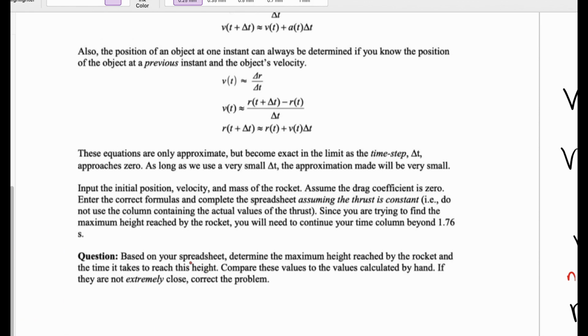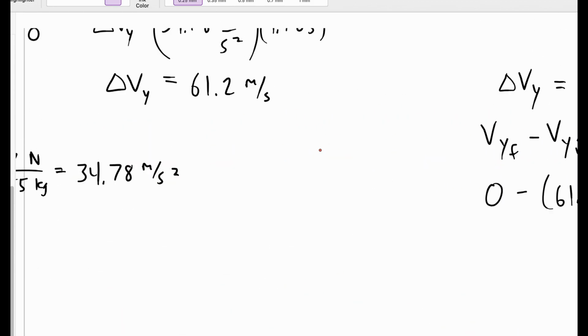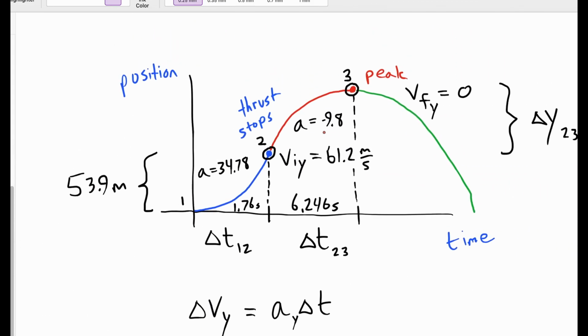Now it says, based on the spreadsheet, determine the maximum height reached by this rocket and how long it takes. So I only really did the first step of the piecewise function. The piecewise function here is like an upward opening parabola. That's all I modeled so far with the spreadsheet, and I got up to this height of around 53 or 54. But now we want to go all the way to the peak.